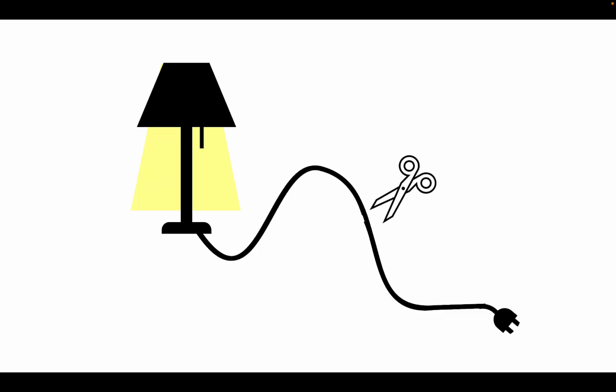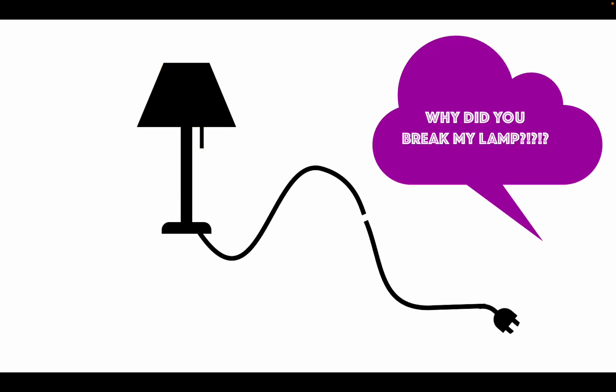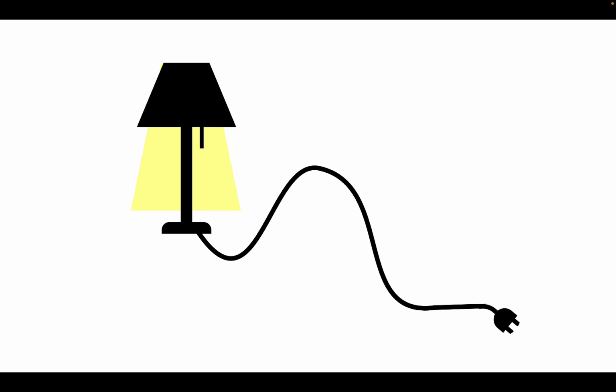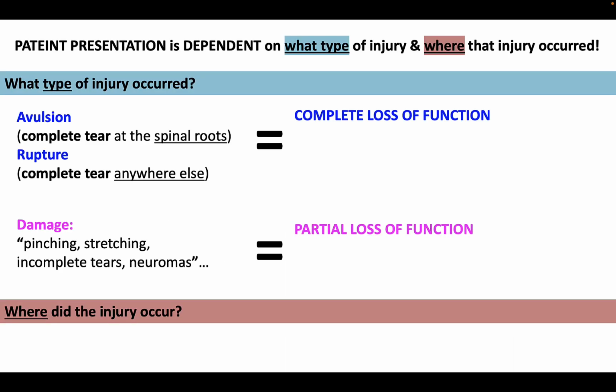Like cutting an electrical cord to a lamp, the electricity no longer goes through the cord. The lamp does not turn on anymore. You can't make it function. Whereas damage to that electrical cord, it's frayed, it's cut, but only partially, may cause the light to falter or flicker, but it still sorta kinda works. That's the exact same thing going on here.